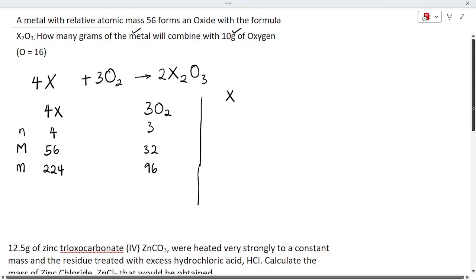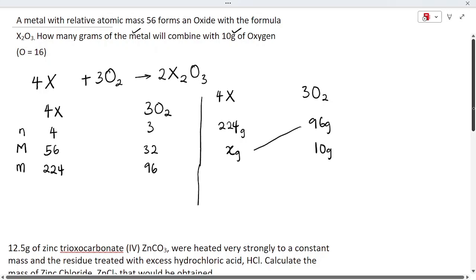Again, let's have the metal and oxygen. So we have gotten it now that 224 grams of the metal reacted with 96 grams of oxygen. What does the question say? How many grams of the metal? How many? We don't know. So we simply say x grams of the metal will react with 10 grams of oxygen.